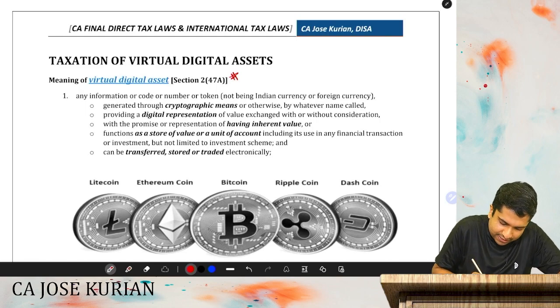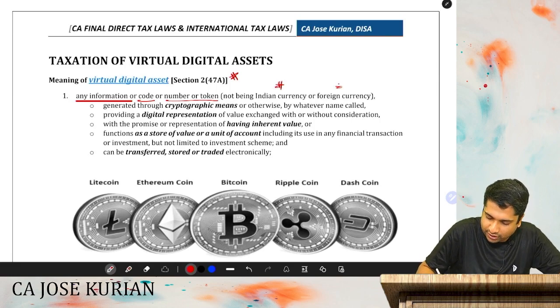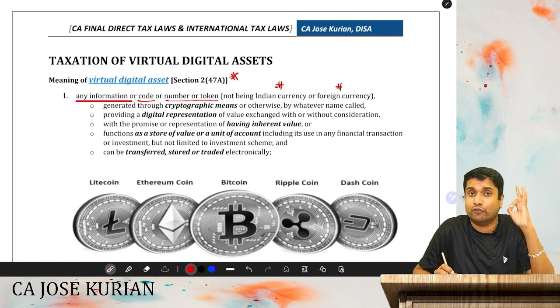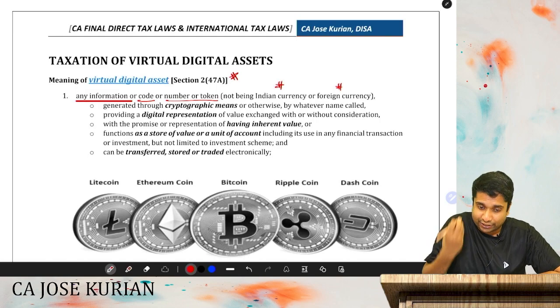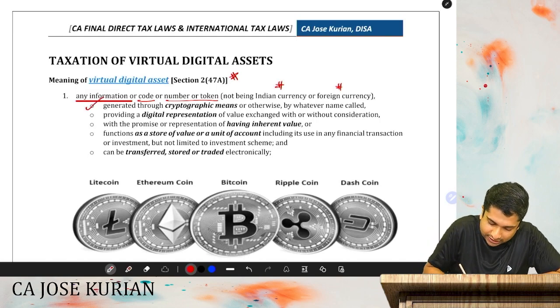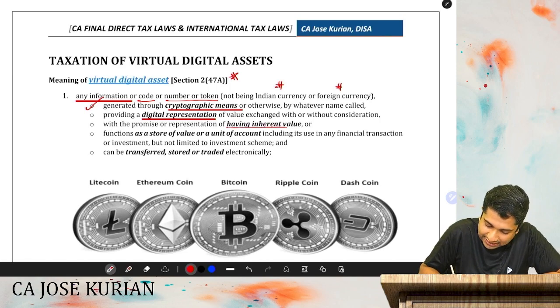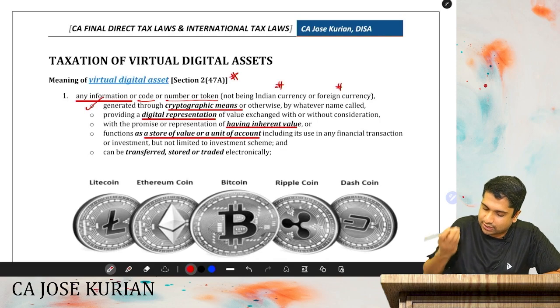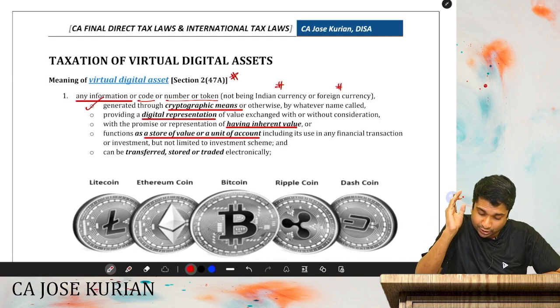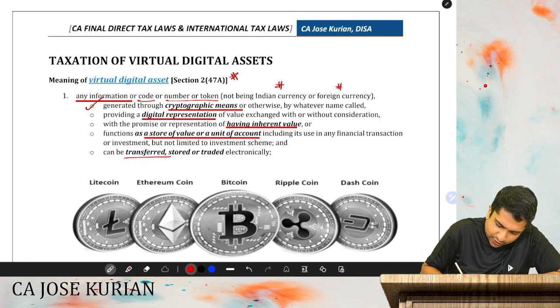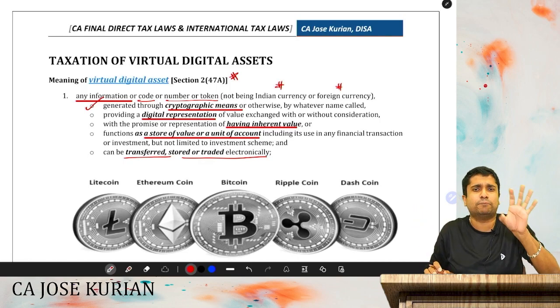So virtual digital assets means any information or record or a number or a token not being Indian currency or a foreign currency. So Indian currency and foreign currency, you don't have to treat as virtual digital assets. Now, it can be any information, code, number, token, etc., which is generated through cryptographic means or otherwise by whatever name called, providing a digital representation of value exchange with or without consideration, and it functions with promise or representation of having an inherent value, functions as a store of value or a unit of account, including its use in a financial transaction or an investment, but not limited to investment scheme, and can be transferred, stored or traded electronically. So simply it means a cryptocurrency will come under this.